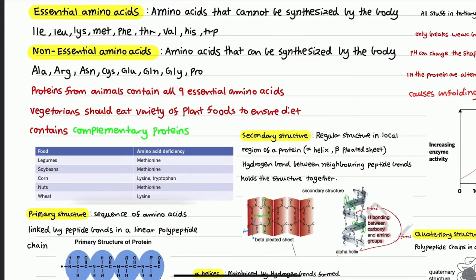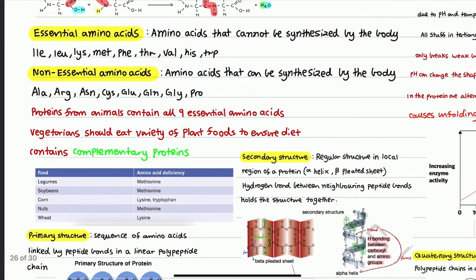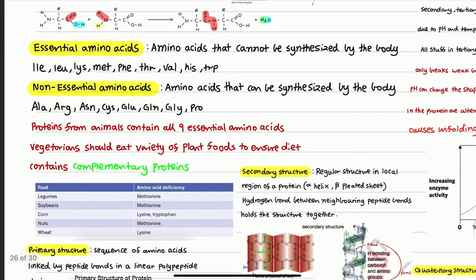So now let's get on to the concept of essential and non-essential amino acids. So all you're going to want to know is that non-essential amino acids are amino acids that cannot be synthesized by the body, and that essential amino acids are amino acids that can be synthesized by the body. Pretty straightforward, right? And obviously here are several examples of each, but again, you won't have to memorize these.